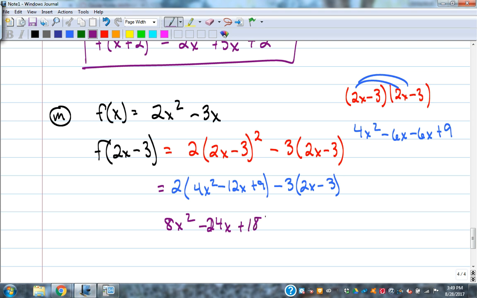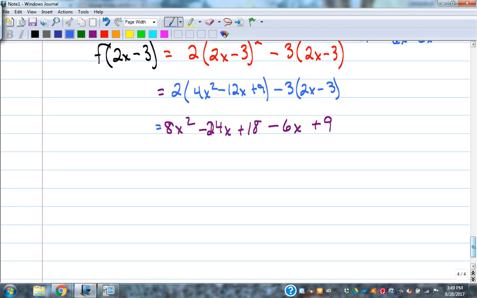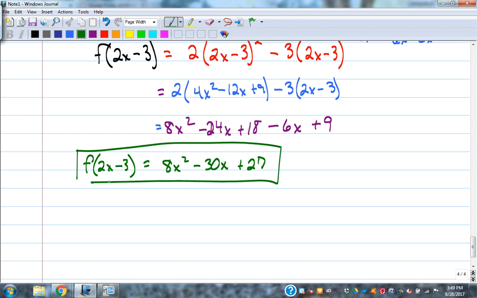24x plus 18, 6x plus 9. Combine like terms. 8x squared minus 30x plus 27. F of 2x minus 3. All right. Easy stuff there.